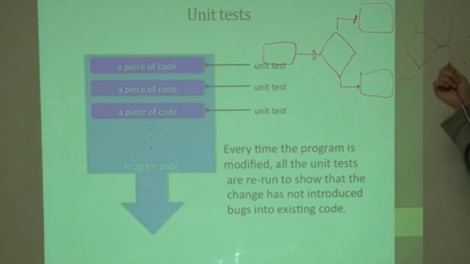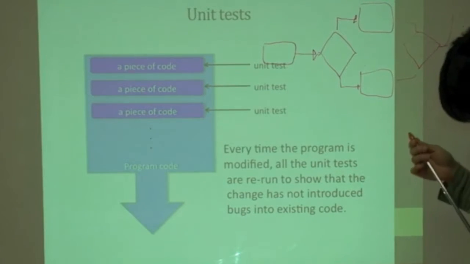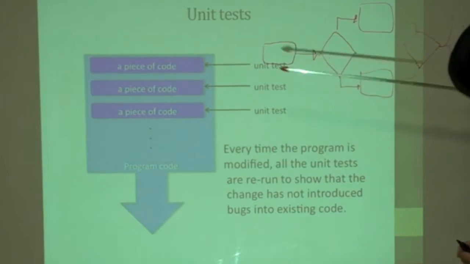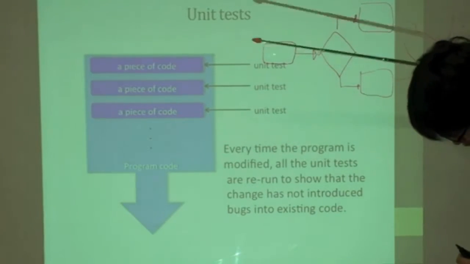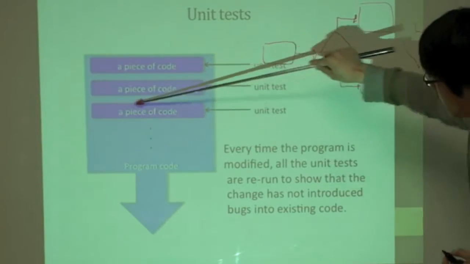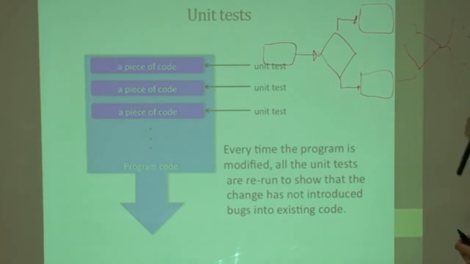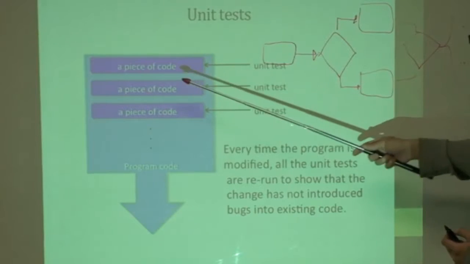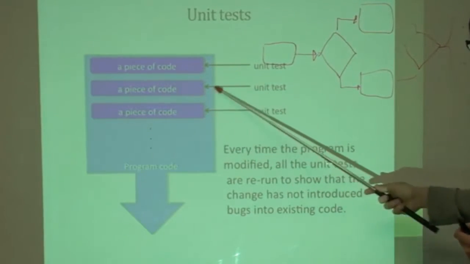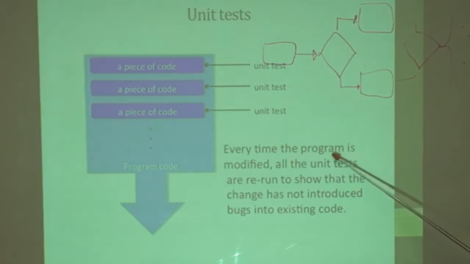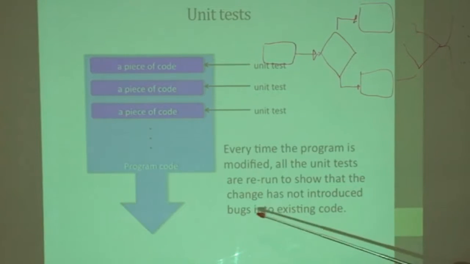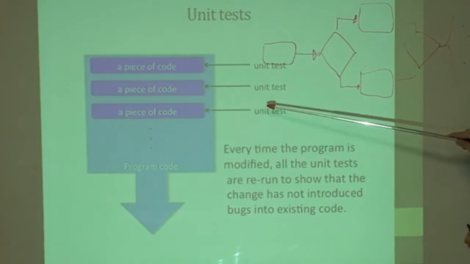The next topic is unit test. The idea of unit test is to write unit test code in parallel with small pieces of the code. For each piece of code, we write a unit test. And every time the program is modified, all the unit tests are rerun to show that the change has not introduced bugs into existing code. Is it okay? Unit test.